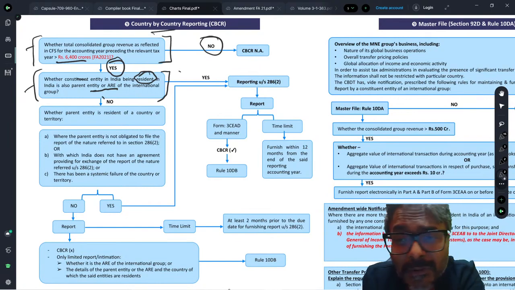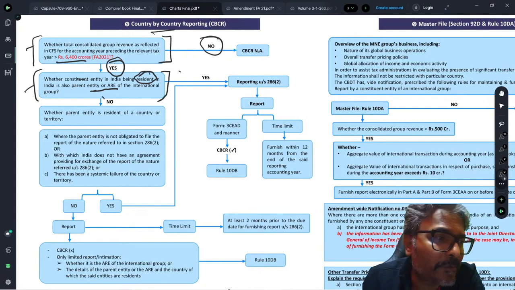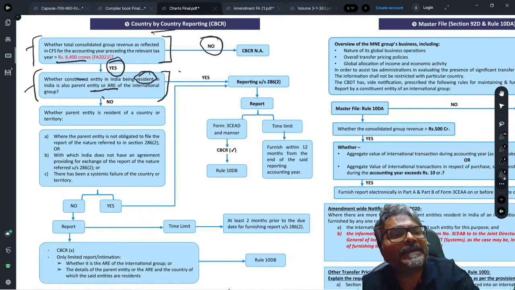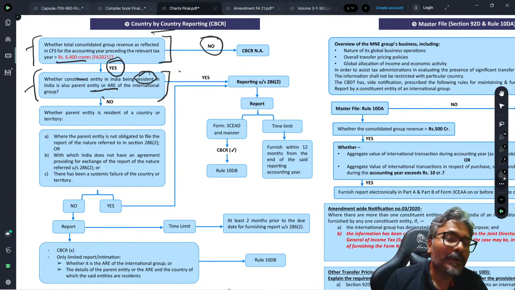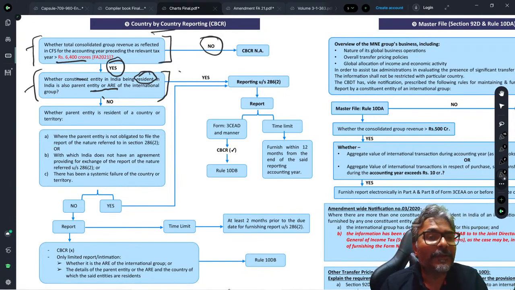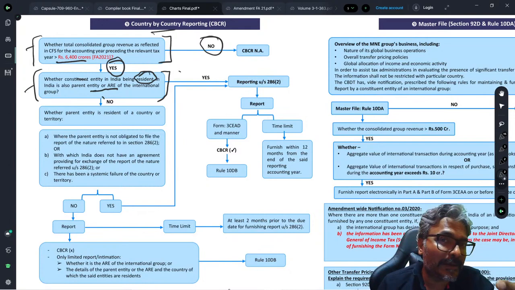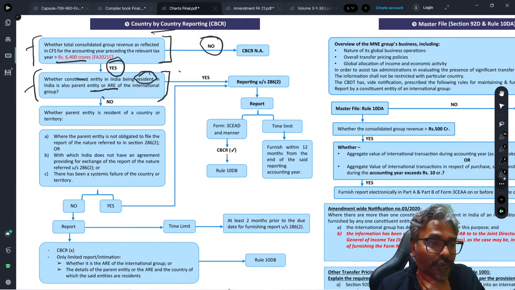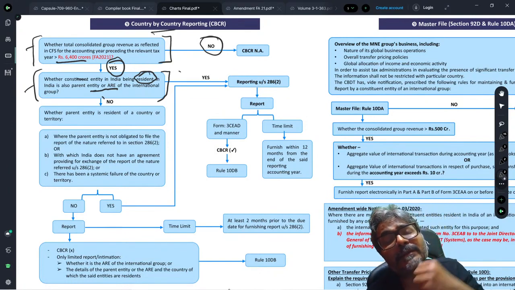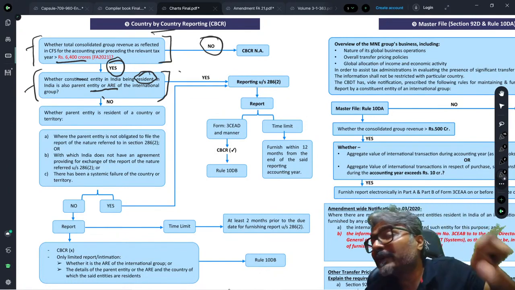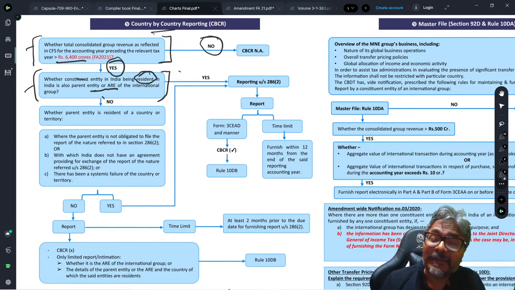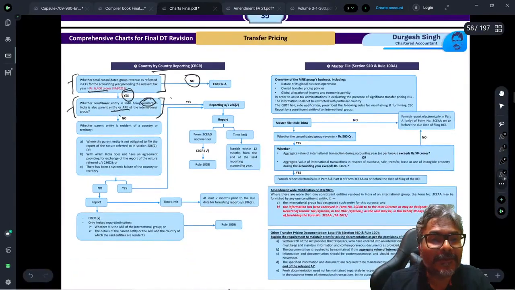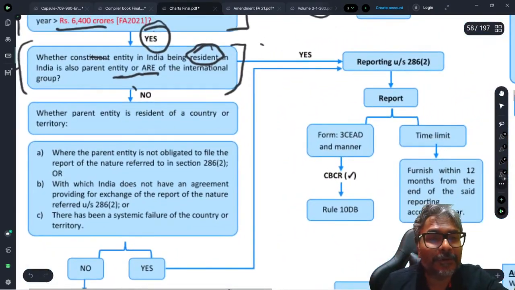Is Coca-Cola India Private Limited a parent entity? Coca-Cola India Private Limited, can that be considered to be a parent entity, students? To that, the answer is no. How about Infosys? Is it a resident as well as a parent entity in India? And the answer is yes. So Coca-Cola India Private Limited, although they are resident, they are not a parent entity. Infosys, they are both the resident as well as the parent entity also.